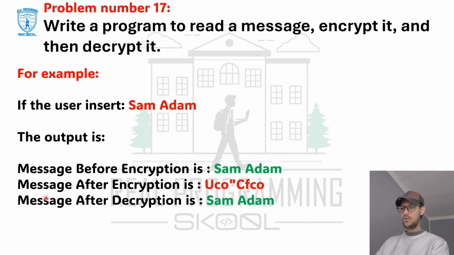And the second line on the console screen will be displayed: message after encryption is UCO, then a double quotation, and CFCO. Why does the compiler give us these letters when it encrypts the original message? Because the compiler takes each letter from the original message and moves it 2 steps forward. Because my encryption key, I will make it 2.